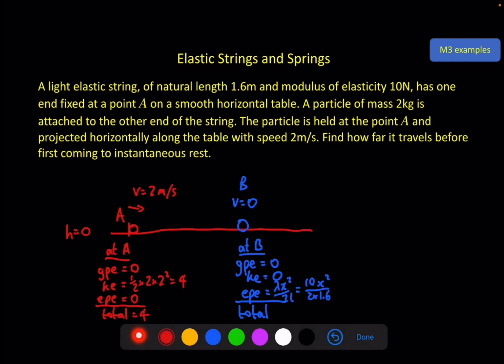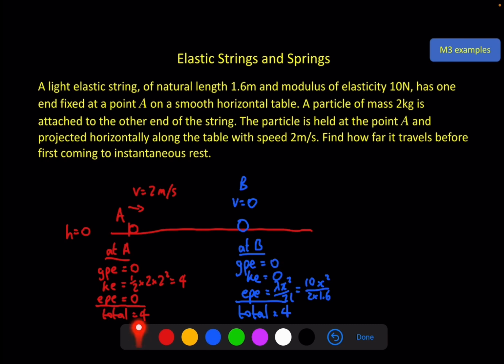So via this route here, we do know the total at B as well because there's no friction taking energy out of the system. There's no push or pull force adding energy into the system. So the 4 joules of energy here must all still be here at point B. So we know the total must be 4 because it doesn't change.